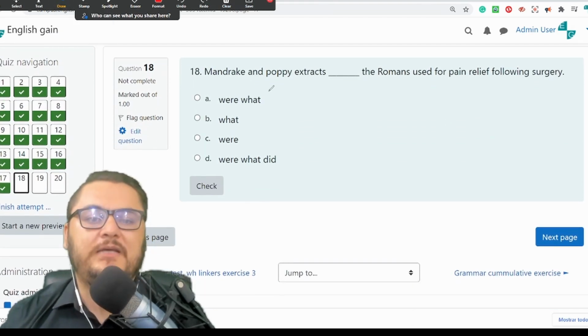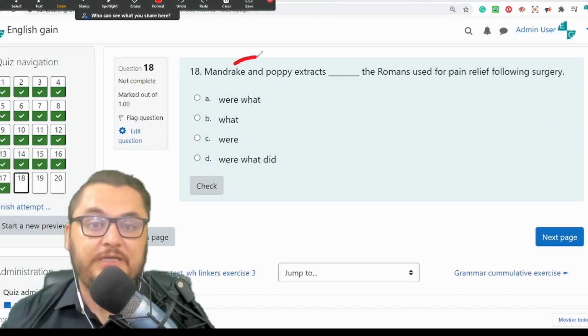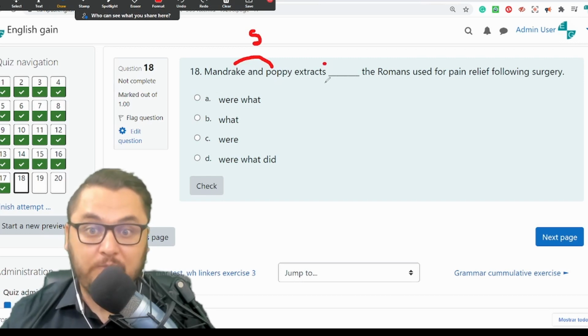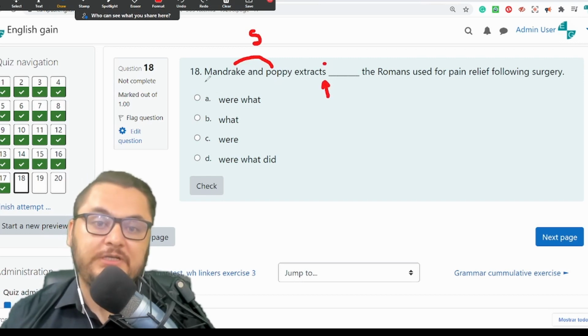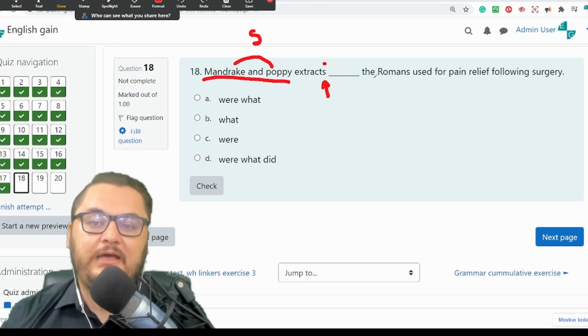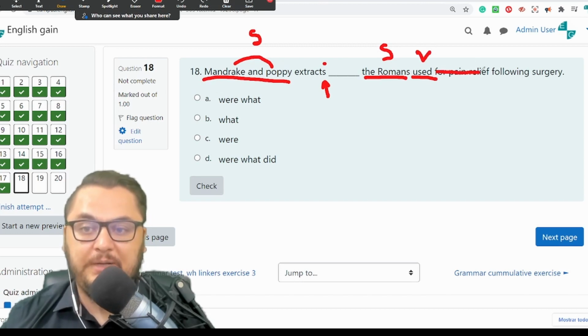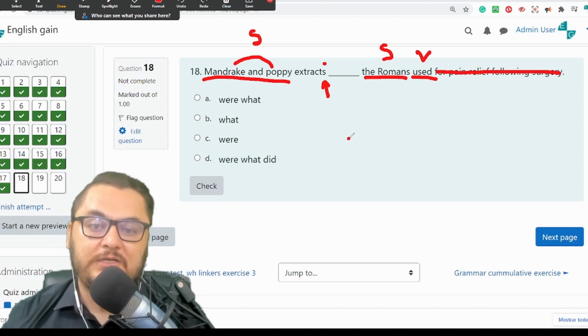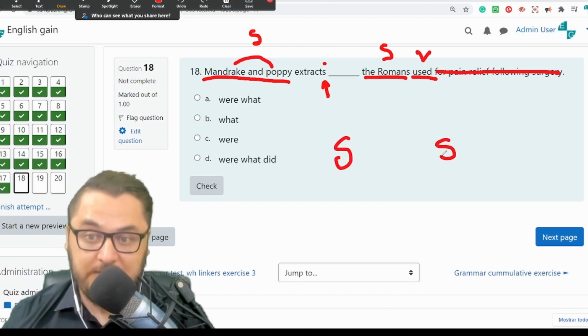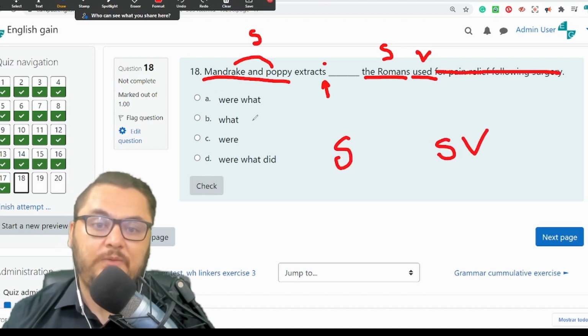Now, in this exercise, mandrake and poppy extracts. This is a subject. This is not a verb because if it was, it would be third person, but this is plural. Then I have another subject and another verb here. And then this is a preposition I can eliminate. So subject, subject, verb. And what do we have here?